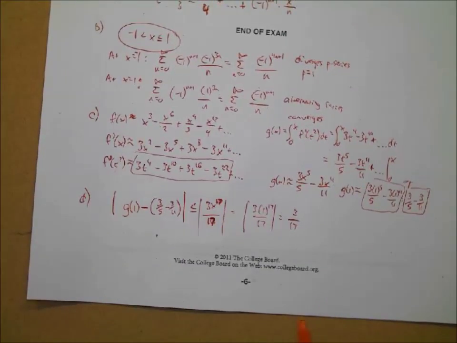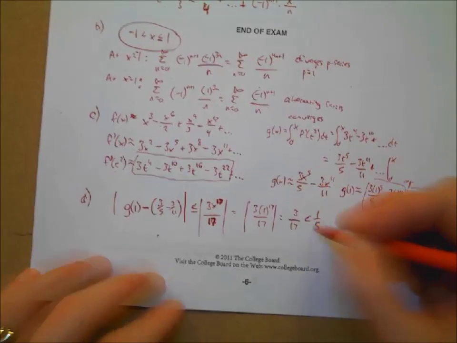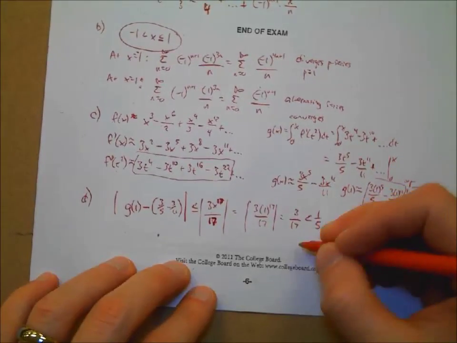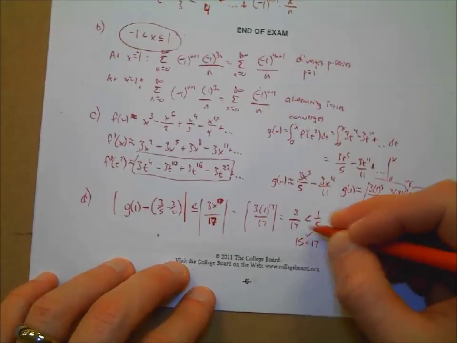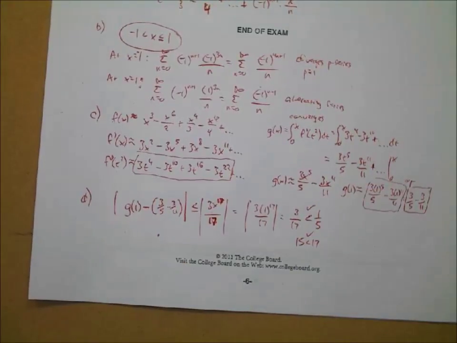Plugging the 1 in, you get 3/17, and is 3/17 less than 1/5? Well, if we cross multiply here, you get 15 is less than 17, so check. Okay, they are less than each other. So ta-da, it works. Less than 1/5. Okay, questions on any of that? Alrighty, so let's turn the page there. Take a look at this next one.